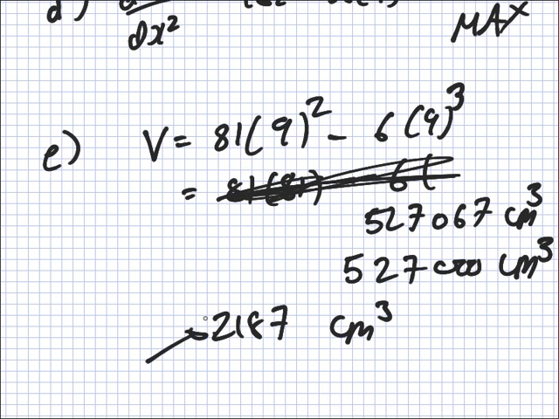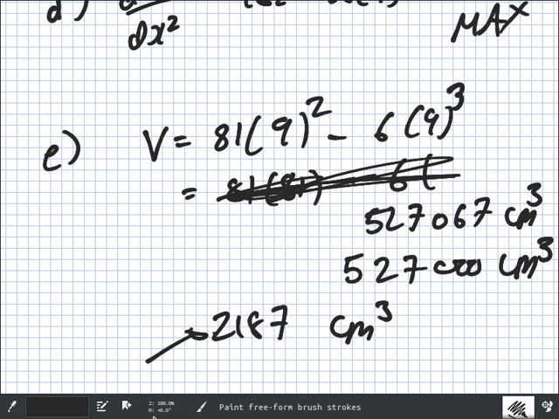I mean, they'll take this as the right answer too. Some questions they really specify you will get 1 mark for rounding correctly. So here, because the answer is exact, you can leave it as 2187. If you get a decimal, they'll ask for significant figures. Or they might expect you to round it.